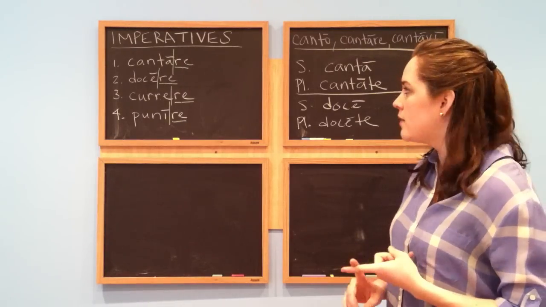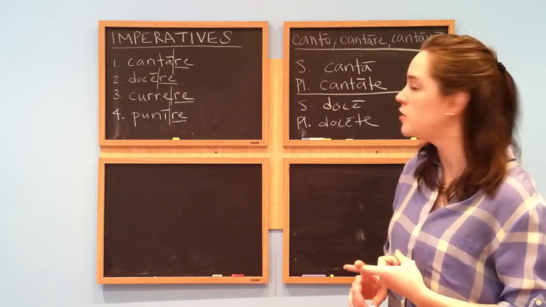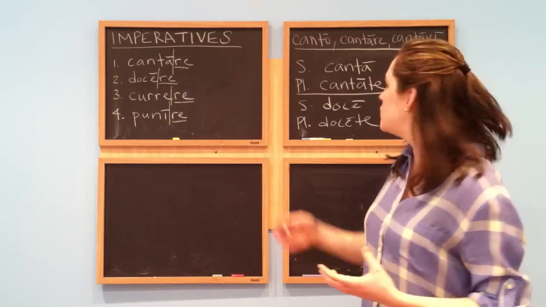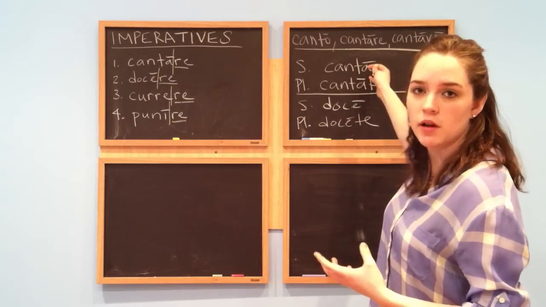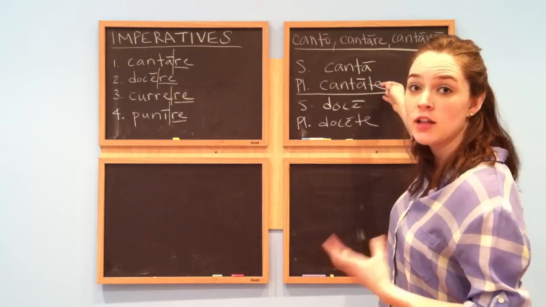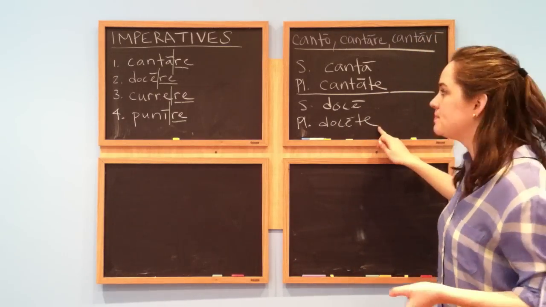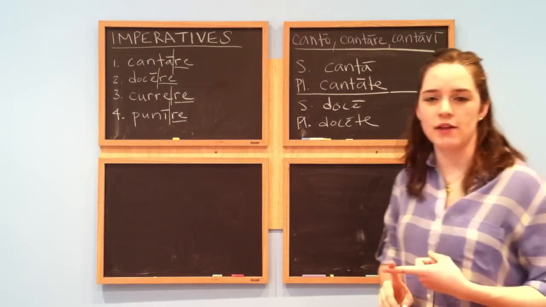A, translate imperatives of verbs we already know. So if you know the meaning of the verb, you should know how to translate this form of the verb. Sing. Y'all sing. Or teach. Or y'all teach. That's the first thing you have to be able to do.